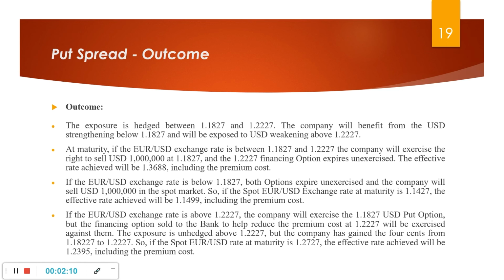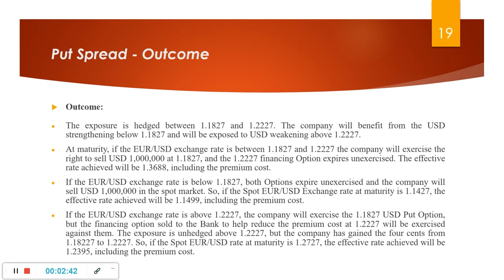If the Euro USD exchange rate is below 1.1827, both options expire unexercised and the company will sell USD 1 million in the spot market. So if the spot Euro USD exchange rate at maturity is 1.1427, the effective rate achieved will be 1.1499 including the premium cost.